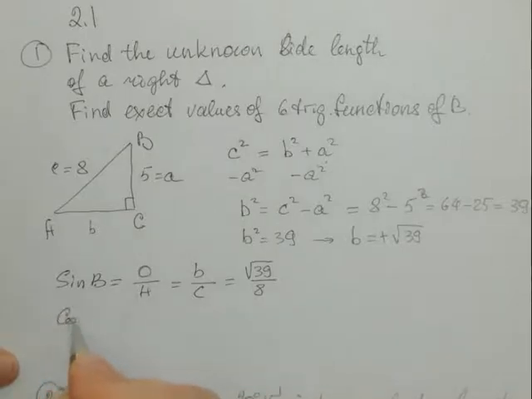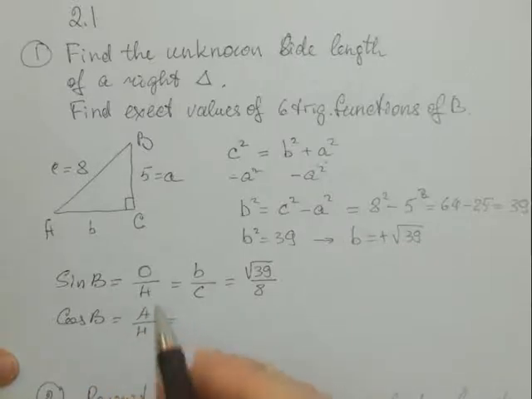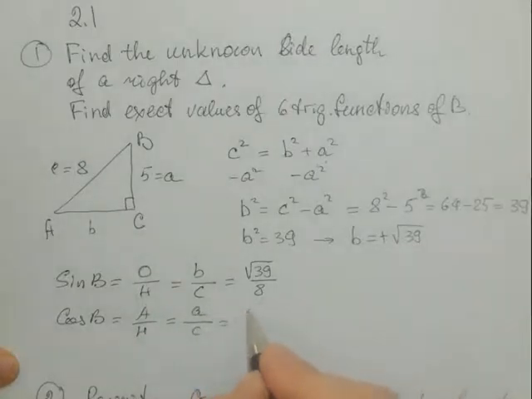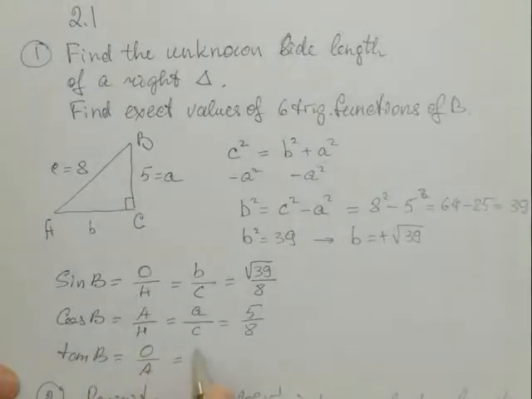Cosine of B is adjacent over hypotenuse. The adjacent side is a, the hypotenuse is c, so it is 5/8. Tangent of B is opposite over adjacent, or b over a, square root of 39 over 5.